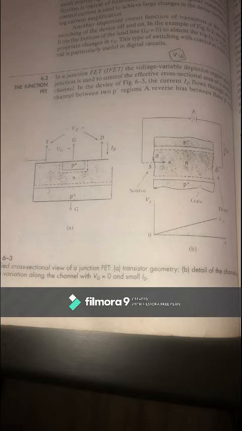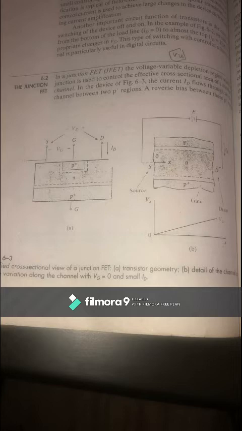You know, whenever a P-type material is brought near to an N-type material, a depletion region is formed. So, as there are two PN junctions, there are two depletion regions. And in a junction FET, the voltage-variable depletion region width of a junction is used to vary the effective cross-sectional area of a conducting channel.